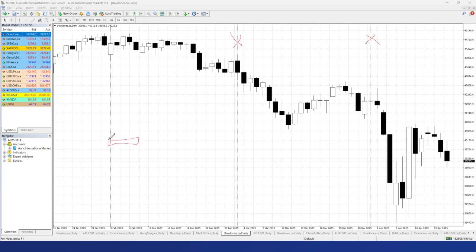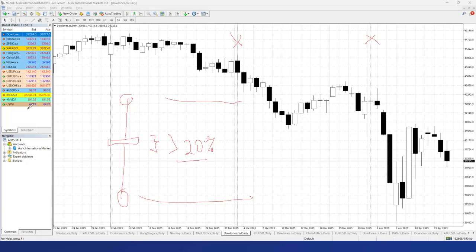Now, doji, as we know, is like this, whereby the body is small. So how do we classify a doji, right? It's when the body itself is less than 20% of the entire wick. So that means that this is the high, this is the low. The body itself cannot be more than 20%. So if the body is less than 20% of the entire wick, then this is a doji.